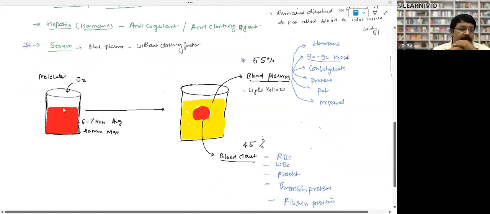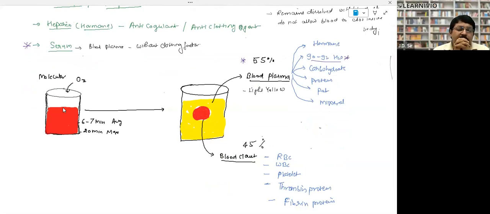This is blood, and normal blood, when we get injury, normal blood clotting takes place in 6 to 7 minutes, maximum 20 minutes, right? If a person has an injury and the blood is not clotting, blood is coming out, it means he or she has some disease or some abnormality, right? Because the normal clotting should take place maximum in 20 minutes, right?